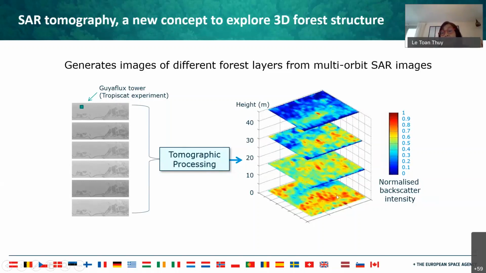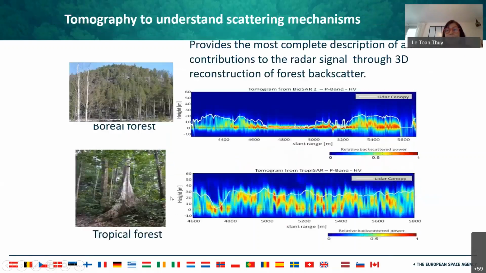And here is the high backscatter intensity because of the tower, and then we can do it with any of the places in order to have different layers of the forest. And here, boreal forest and tropical forest, and using this, we understand more the mechanism. Here the HV in boreal forest is quite low. This is the height, and this we call the tomogram in slant range, and the white is the lidar canopy at the same time.